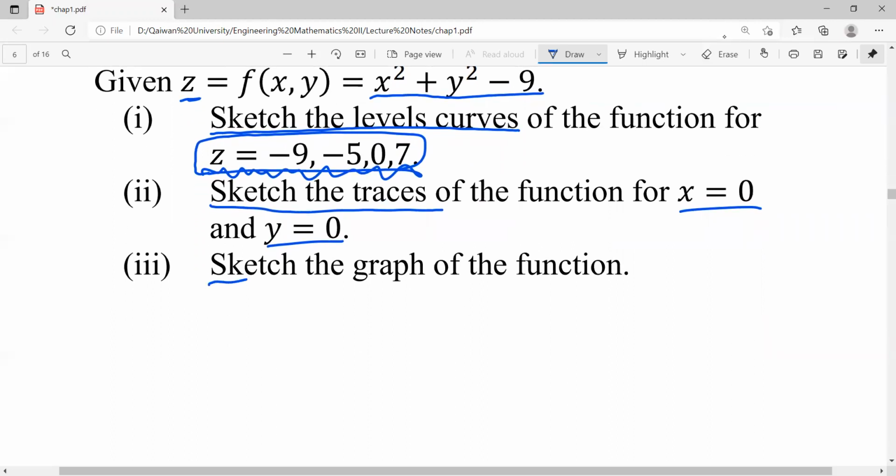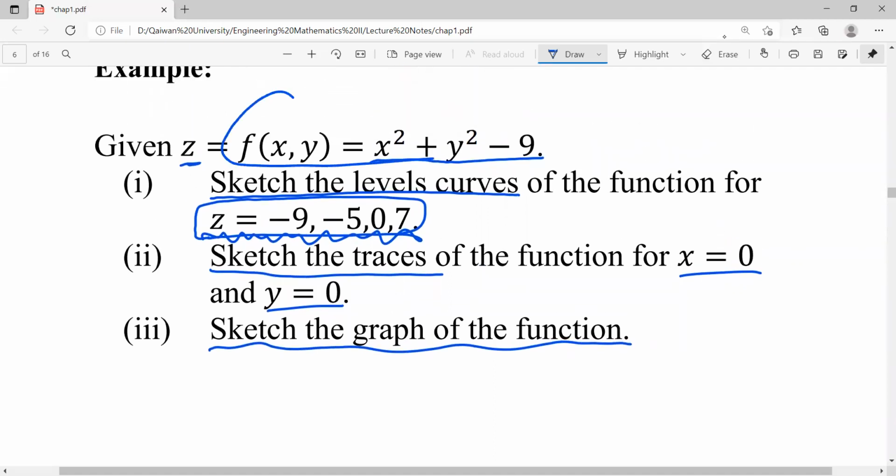And then sketching the graph of the function. The graph of this function is in R3. We combine these graphs together, and we get the graph of this function. I'll tell you how. I'm going to solve it.